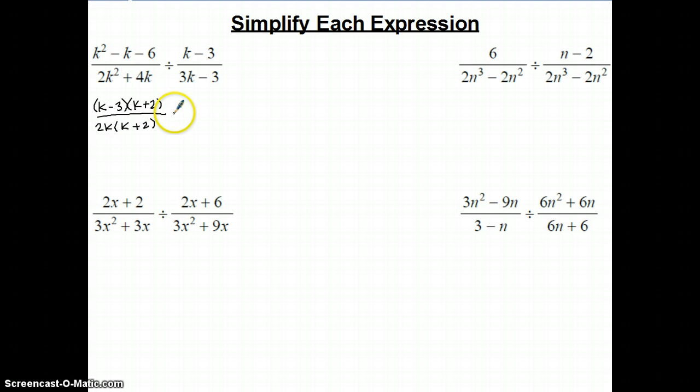On the right, I'm dividing by k minus 3. I cannot factor that any farther, but our denominator can factor out a 3, leaving us with k minus 1. Now I flip and multiply. My left fraction stays the same. I still have k minus 3 times k plus 2 all over 2k times k plus 2. My division turns to multiplication and I reciprocate my second fraction.